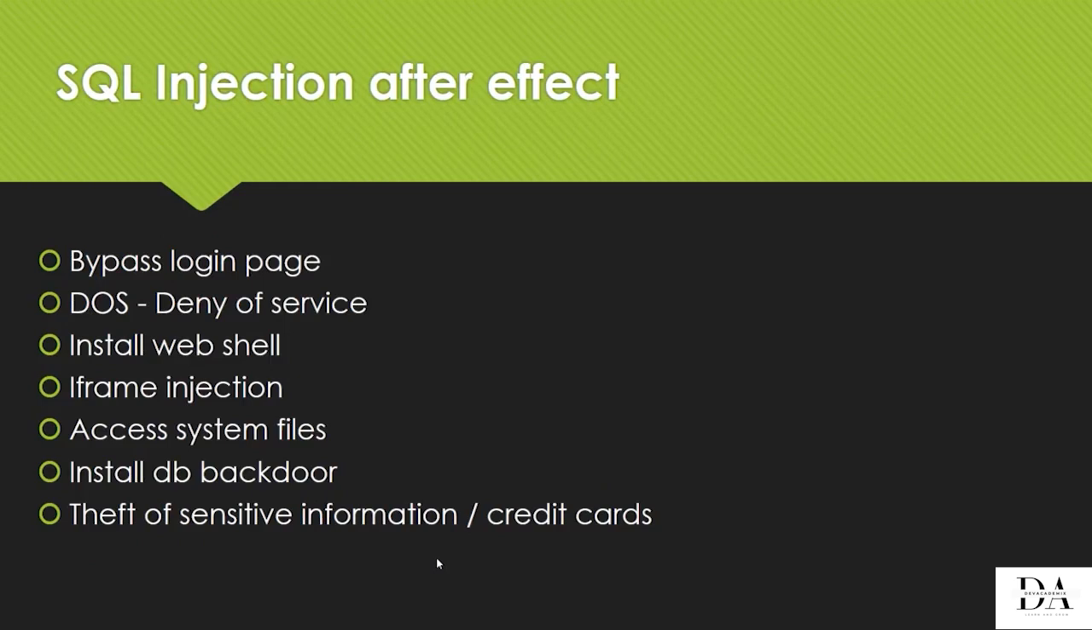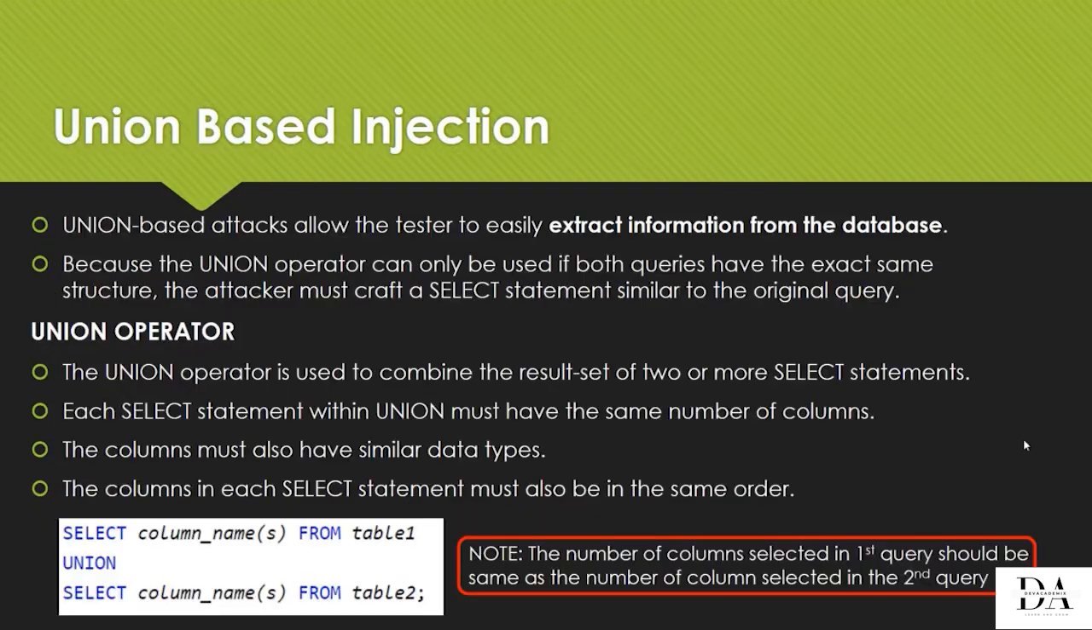We will be able to install web shells and have access to system files, and also we will be able to install backdoors and extract sensitive information and credit card details that are stored in the website database. So, union-based attacks allow the tester to easily extract information from the database. Because the union operator can only be used if both queries have the exact same structure, the attacker must craft a select statement similar to the original query.